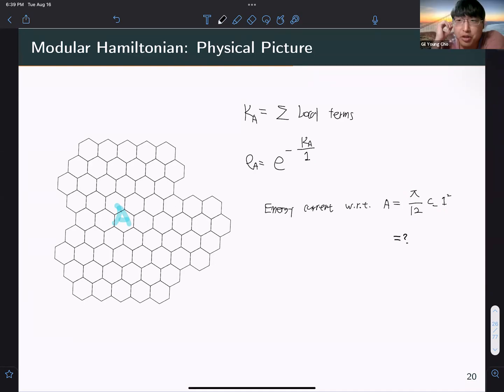So what is temperature? Is there no ambiguity in setting it to 1? Just right? So the question is, is there any, maybe one can do something like this?